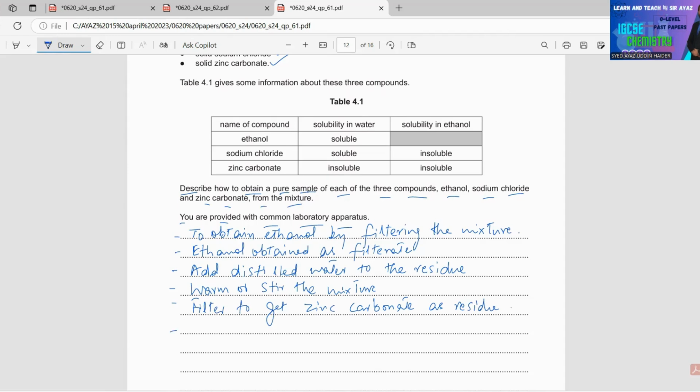You need to wash the residue also with distilled water. Remember, you have to wash it with distilled water, not with tap water, because tap water contains impurities. Distilled water is the pure water. Wash the residue with distilled water. Then we will dry the residue to get zinc carbonate.